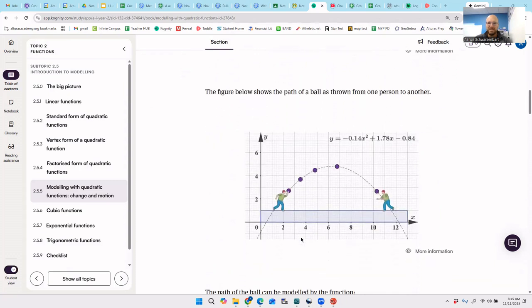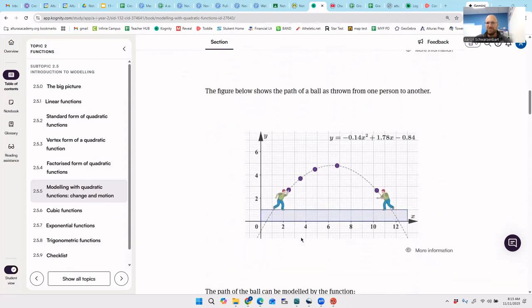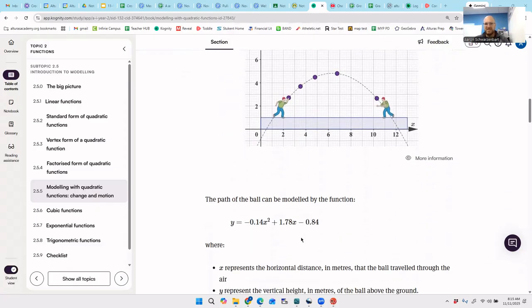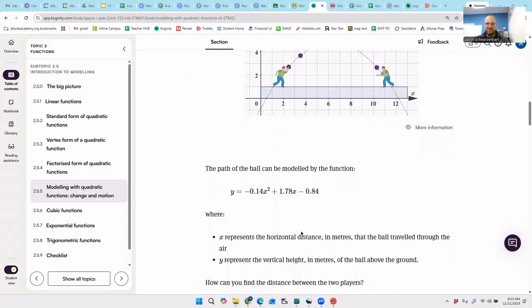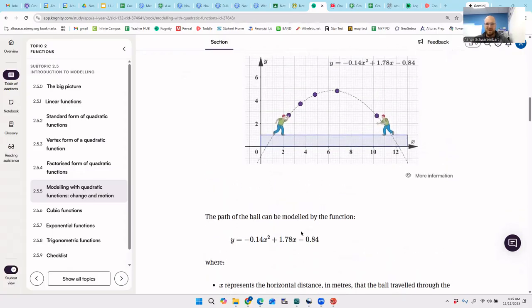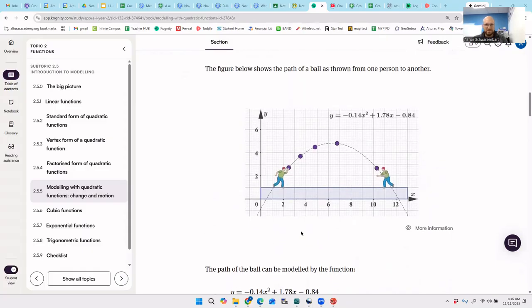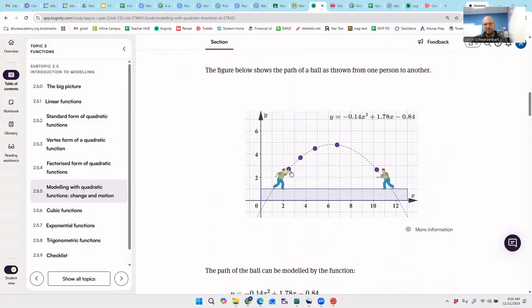So one of the keys with projectiles is they do not have wings or anything that adds force other than gravity. Yes, there is air resistance. We usually don't account for that. So here they've got the path of this ball being thrown between two boys, it looks like, and they gave the quadratic function that models it.